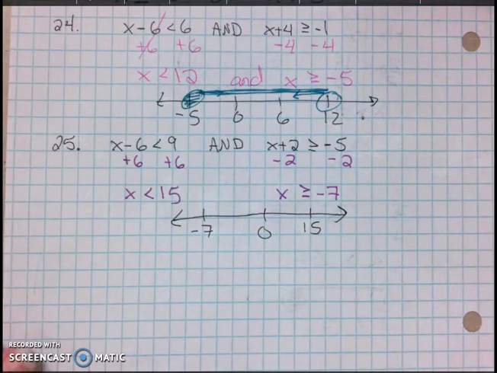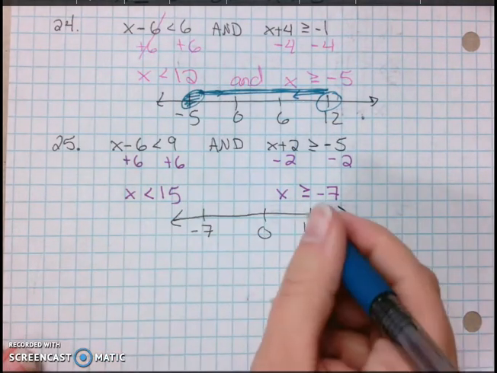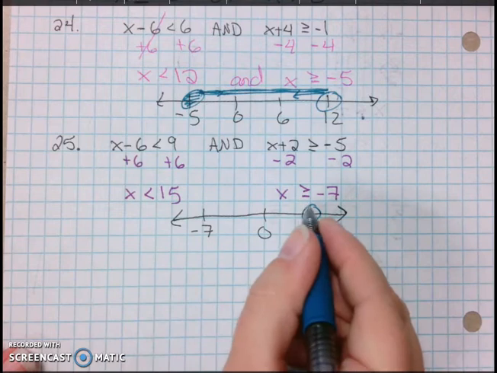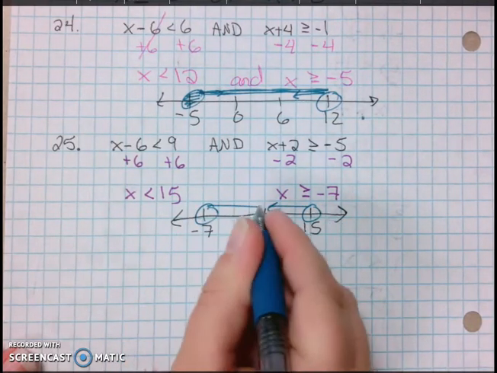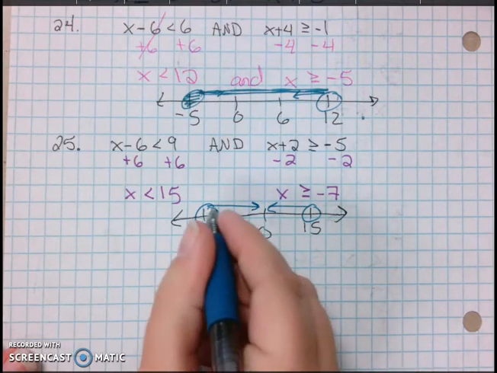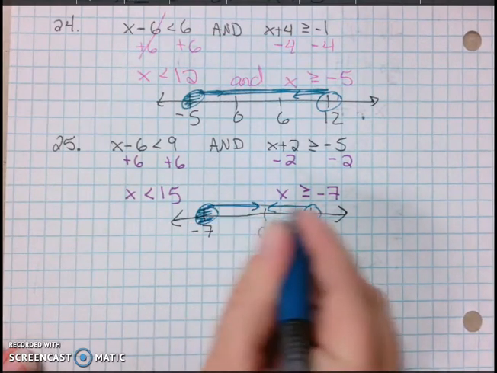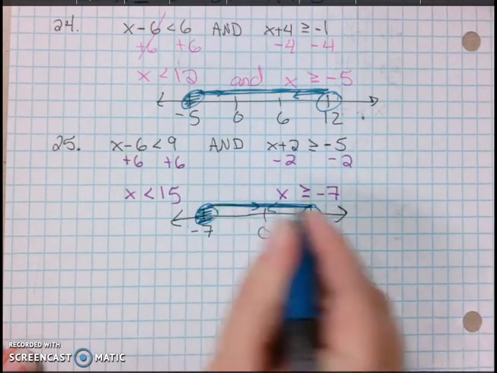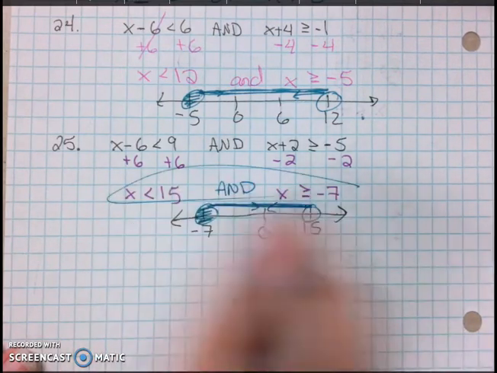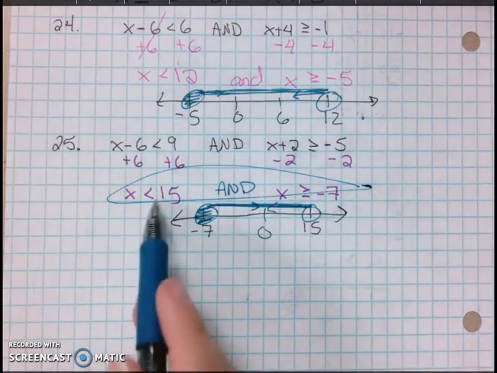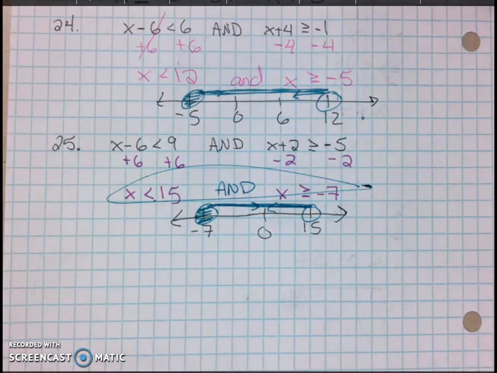Alright, so right here, I circle the 15. I don't fill it in, less than goes this way. And then for this one, X is greater than goes this way. The negative 7, and it can equal negative 7, so I fill it in, and then go ahead and connect those dots. And ANDs, I forgot the word AND, you always connect the dots. So remember, your answer, you have to have the inequality and the graph to get full credit.